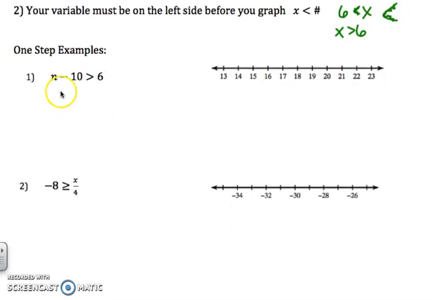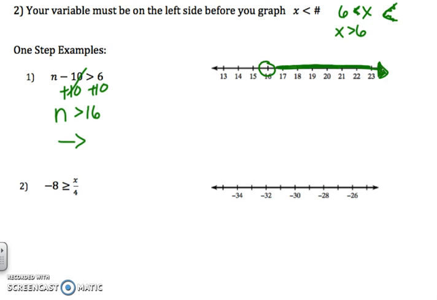So I have n minus 10 is greater than 6. So I'm going to plus 10 to both sides. I would get n is greater than 16. So my variable's on the left, I can graph it. That's going to be an open circle on 16 because there is no line underneath that. And for shading purposes, if you want to draw a little arrow with that inequality sign, it's going to say stay to the right. So I'm going to shade everything to the right.